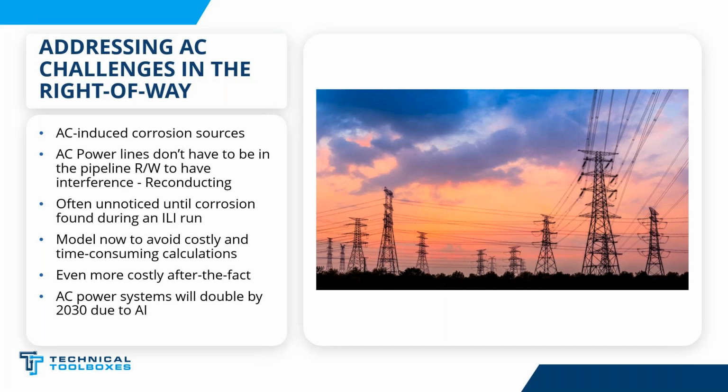We also have AC power lines that don't have to be in the pipeline right away to interfere. And what are we talking about? Reconducting. In other words, they're increasing the power of these systems 3 to 4 times by replacing the conductors. So this is what we're dealing with. We're also looking at, and this is a challenge, these could be quite a distance away, half a mile, and some of the loads are tremendous, up to 10,000 amps per phase. So keep that in mind.